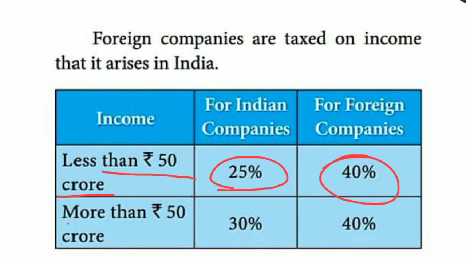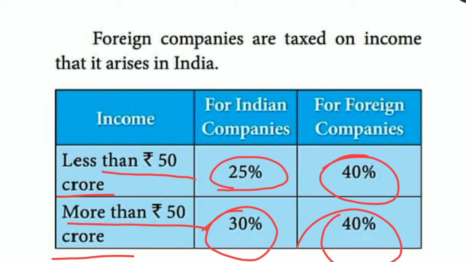Okay, so here the next situation: more than 50 crore, Indian companies pay only 30% taxes. At the same time, foreign companies have to pay 40% taxes, when they are getting more than 50 crore per year. Okay, so that's the meaning.